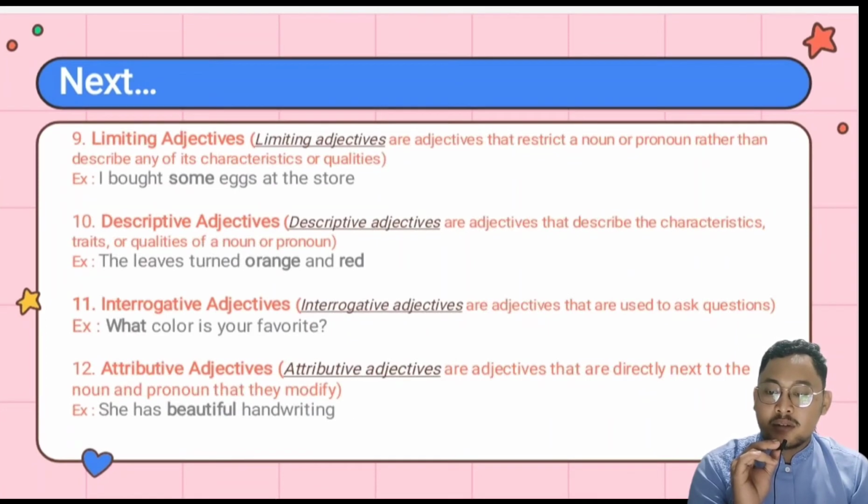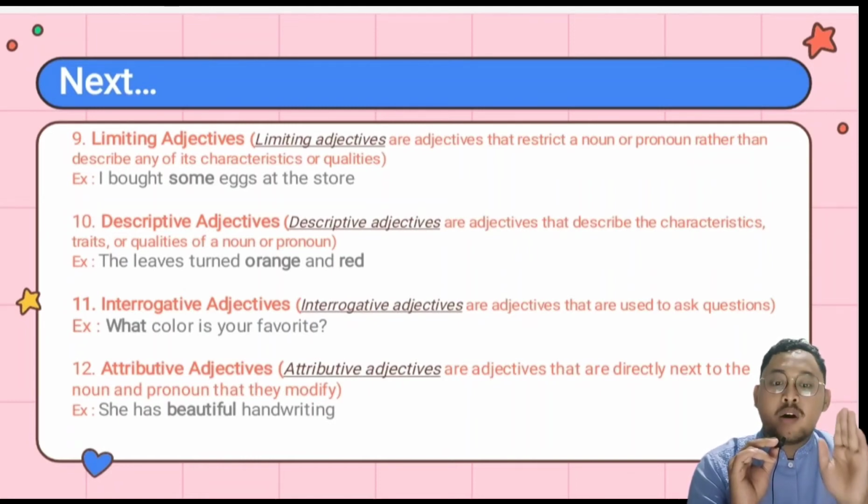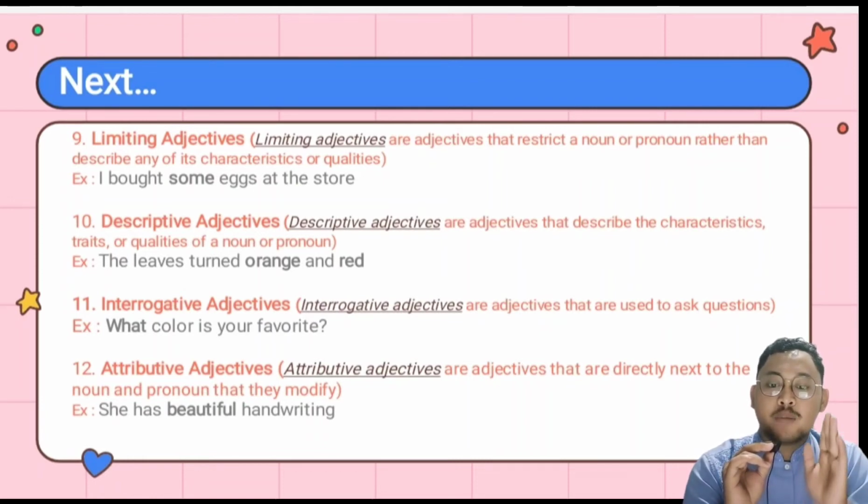Next, number 9, limiting adjectives. Limiting adjectives are adjectives that restrict a noun or pronoun rather than describe any of its characteristics or qualities. Example, I bought some eggs at the store.